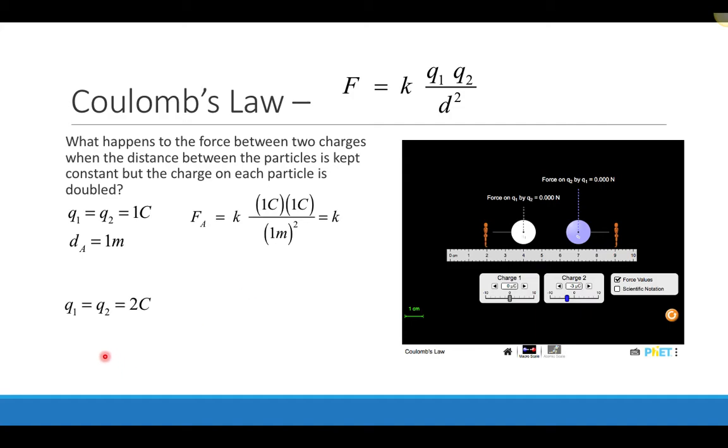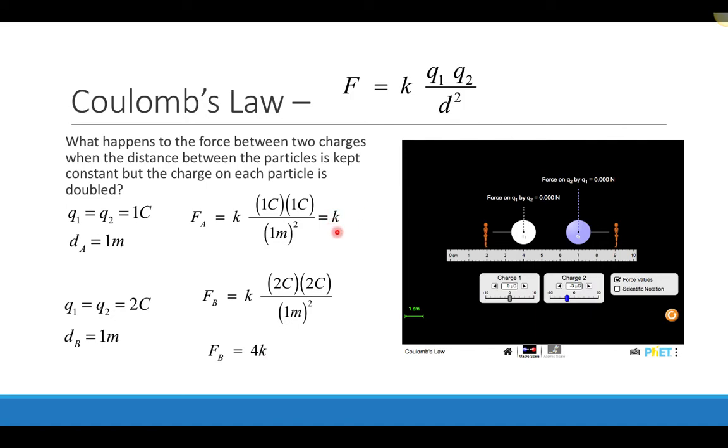But now the question is, what happens if you double the charge? So now instead of 1 Coulomb, each charge has 2 Coulombs, but the distance between them remains 1 meter. So I plug in the force, and the force is Coulomb's constant times each of the charges, which are each 2 Coulombs, over the distance between them squared, which is 1 squared is 1. So 2 times 2 is 4 over 1. So the force actually increases by a factor of 4, it's 4K compared to what it was before.